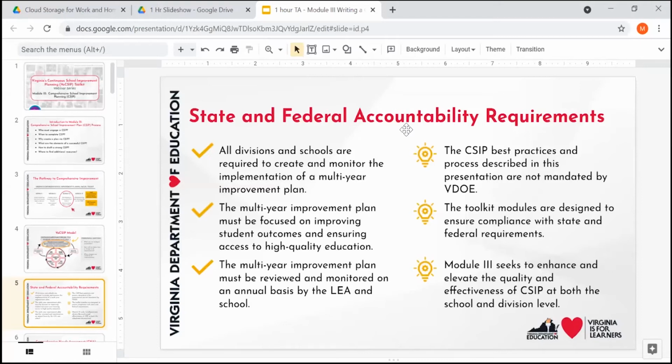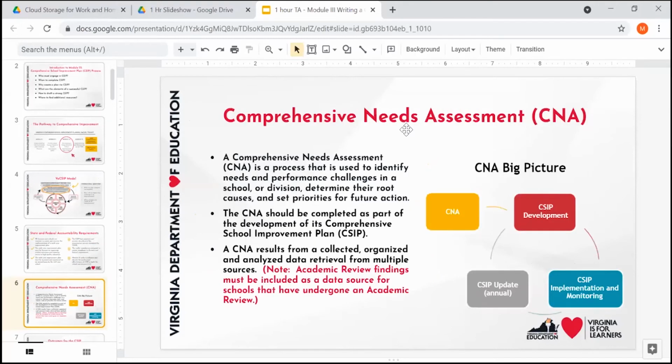We really want to encourage you to think about it and consider the components. And it is in compliance with state and federal requirements. In this module, we'll seek to enhance and elevate the quality and effectiveness of your school improvement plan at both the school and the division level. Now, any school improvement plan that's going to have success is based on the CNA, or the Comprehensive Needs Assessment.